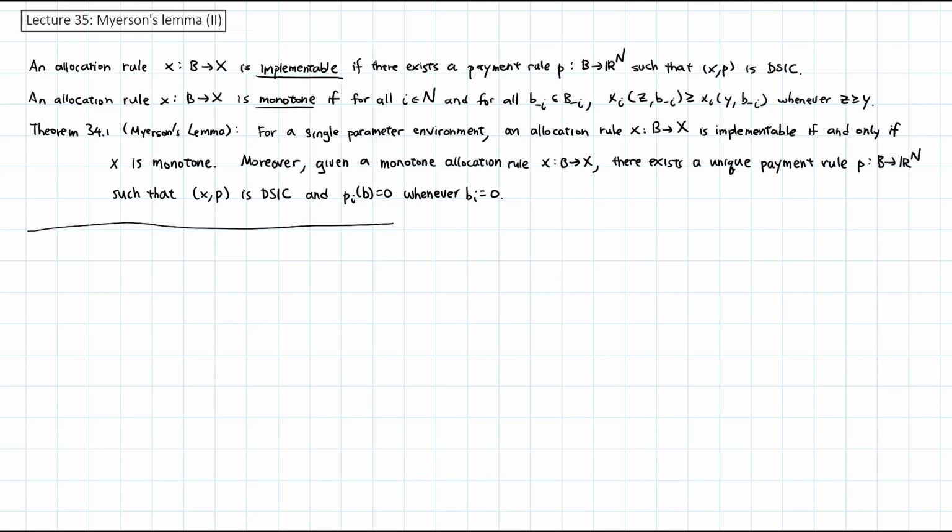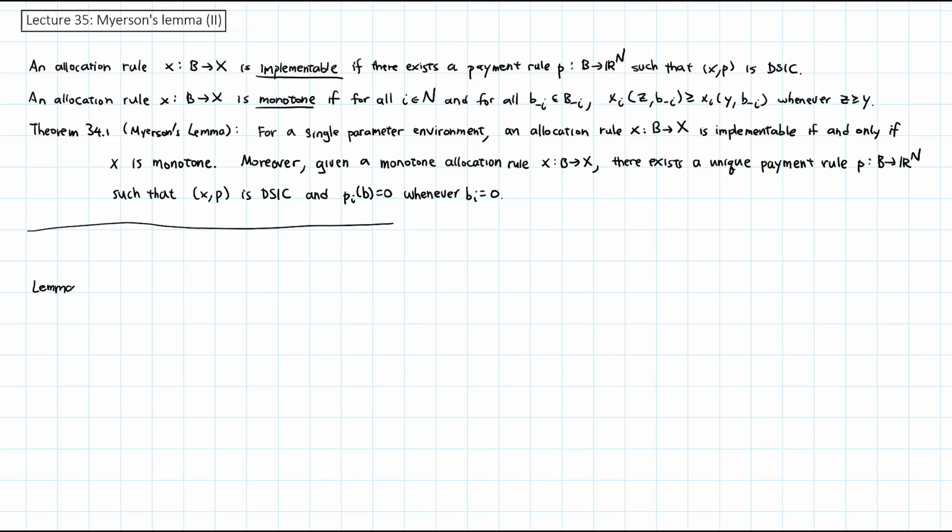Hello! We stated Myerson's lemma last time, which tells us that we can get a DSIC payment rule as long as we have a monotone allocation rule. This is the simple rule that the more you bid, the more you get. Also, this payment rule is unique if we assume that bidding 0 means paying 0. We will now prove parts of the result.